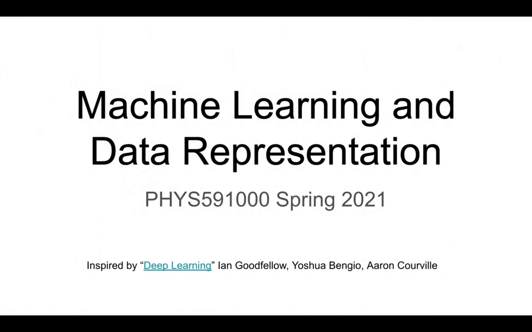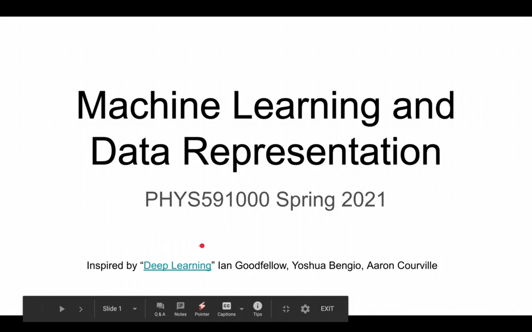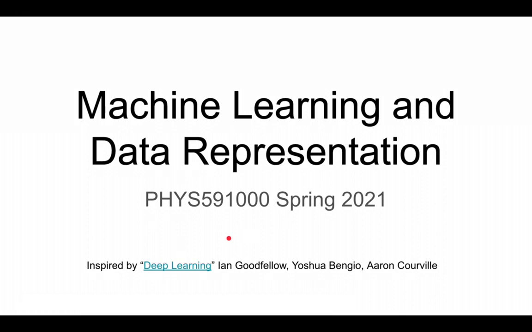Hello everyone. In this lecture, we will give a brief historical overview of machine learning development and discuss a couple of key points of the data representation relevant for the machine learning study. In this lecture, we will use the materials from the MIT Press Deep Learning online book written by Ian Goodfellow, Yoshua Bengio, and Aaron Courville. If there is no specific figure citation, all figures are extracted from this book.